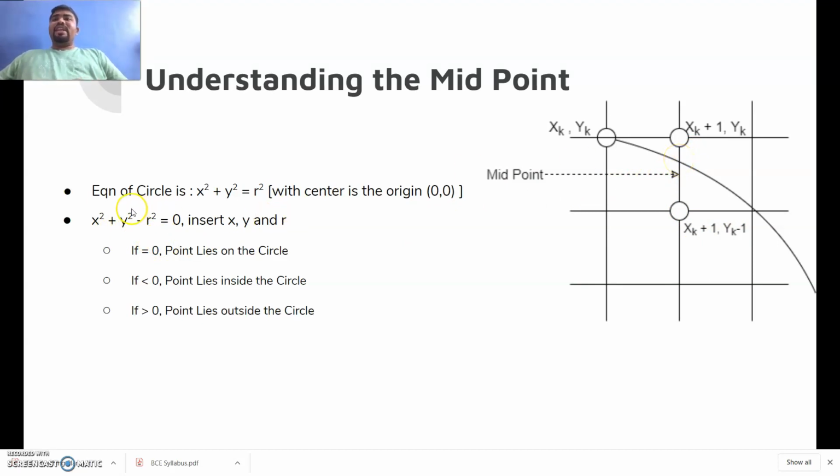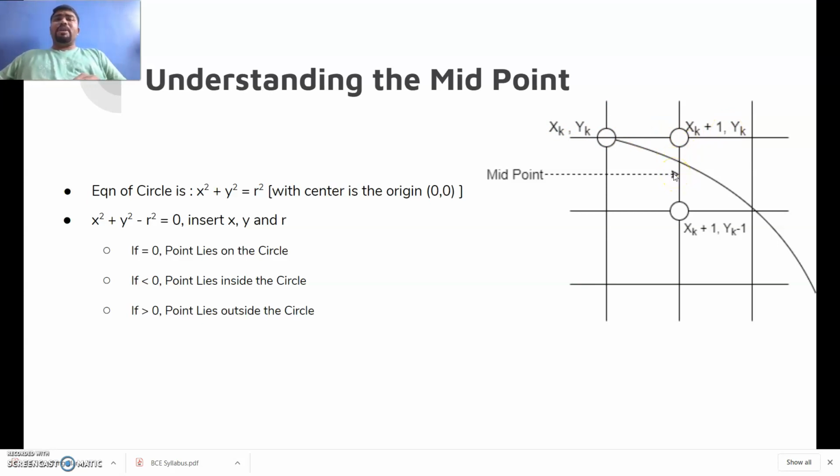As we get that, we can then decide: if the midpoint is lying inside the circle, that means the circumference of the circle is above the midpoint. So it clearly states that the circumference of the circle is closer to the above pixel, as the midpoint is lying inside. So we can say that the next point to be plotted would not be the below point, it would be the above one, that is xk plus 1 comma yk. So you can see x is going to change for sure. It is going to change from xk to xk plus 1, and yk is going to be the same if the midpoint lies inside.